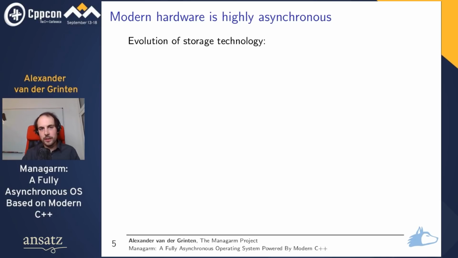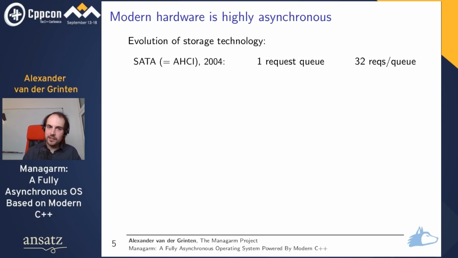I claim that modern hardware is highly asynchronous. To understand that, we just need to look at the evolution of storage technology. 15 years ago, in 2004, there was SATA, or by its technical name, AHCI. It has one request queue, which means it can process one request at a time and answer one, for example, read or write request at a time. And the OS can post 32 requests to this queue. Afterwards, the queue is full and the OS needs to wait until the queue is drained again.